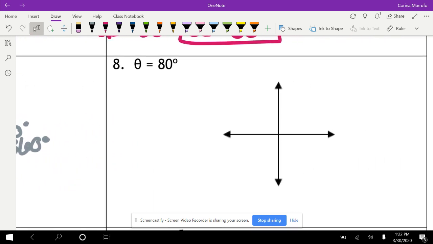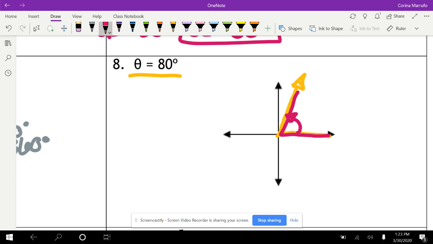Here, theta is equal to 80 degrees. So here is our original side. Because it's 80 degrees, it's going to land in the first quadrant. Actually, I should put it a little bit closer to the line, because up here is 90. And so 80 is an acute angle. It's less than 90 degrees, right? And this is the closest distance from our terminal side to our positive x-axis.